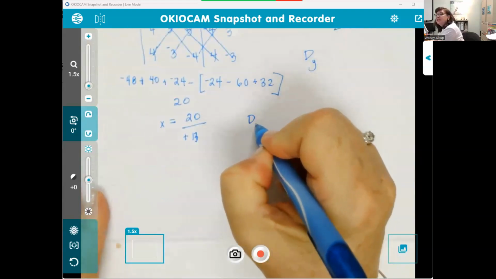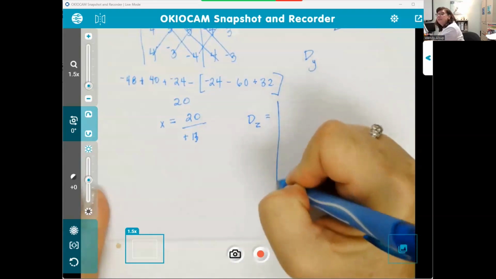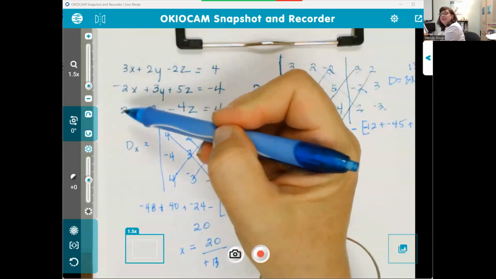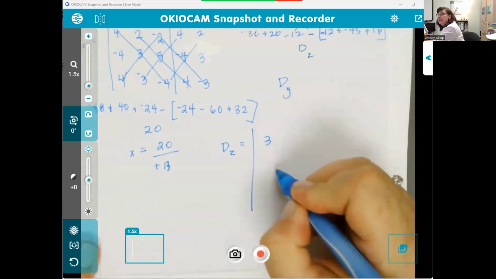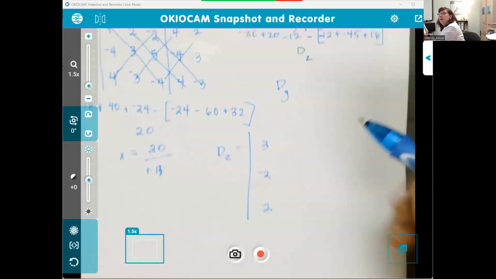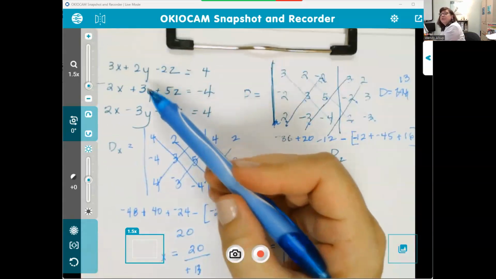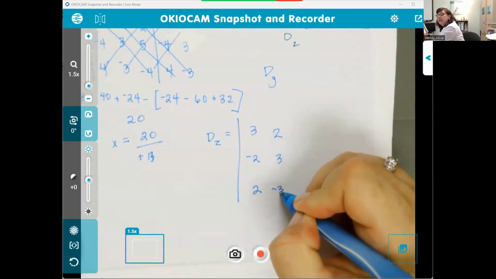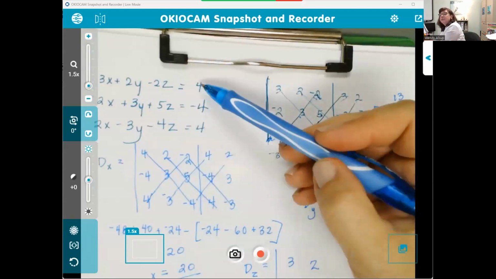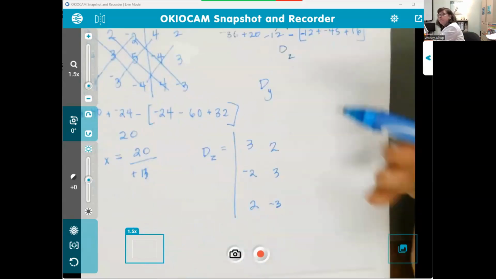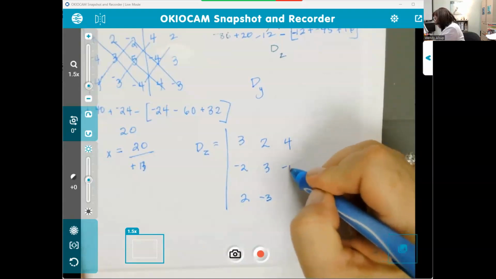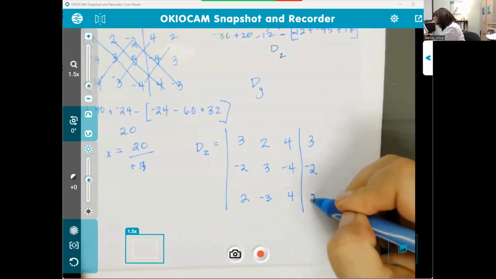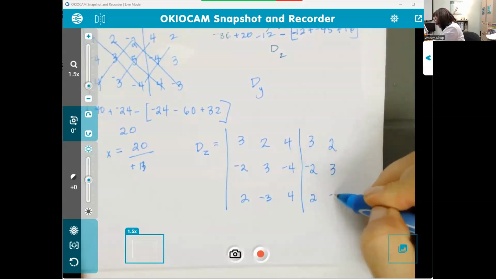All right, so d sub z is going to be the determinant of, keep my x coefficients, 3, negative 2, 2. My y coefficients, I'm going to keep those 2, 3, negative 3. But my z coefficients will now become the 4, negative 4, 4. Let's put these guys out on the other side. 3, negative 2, 2. 2, 3, negative 3.